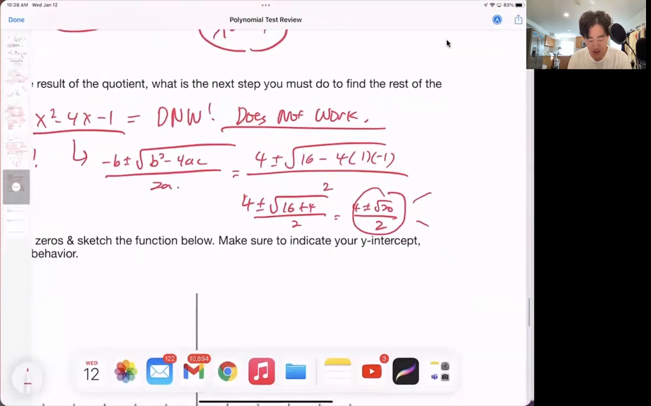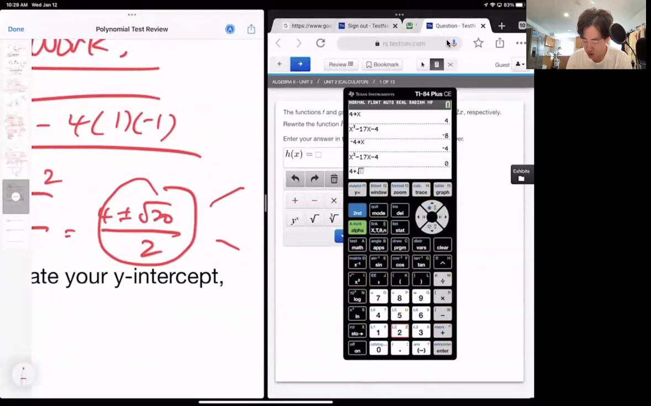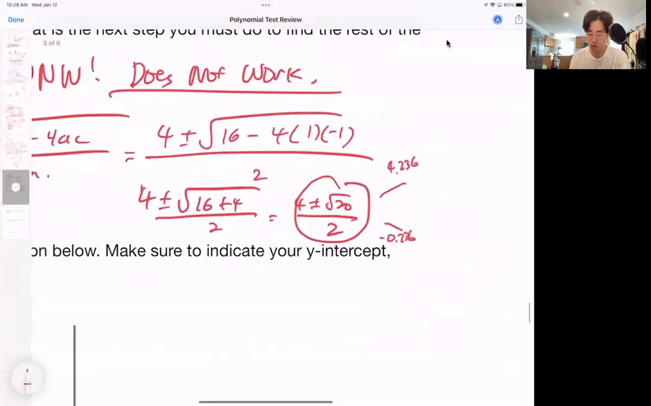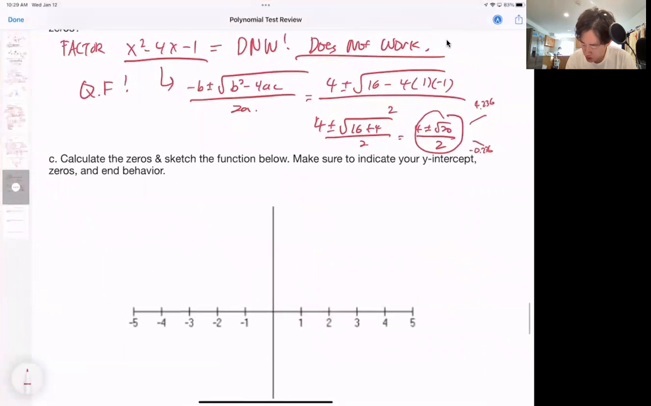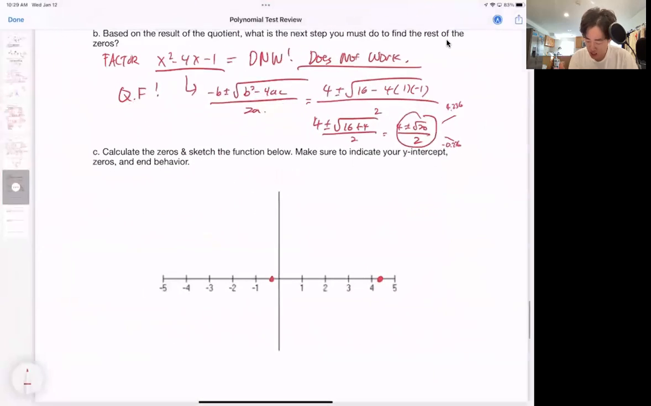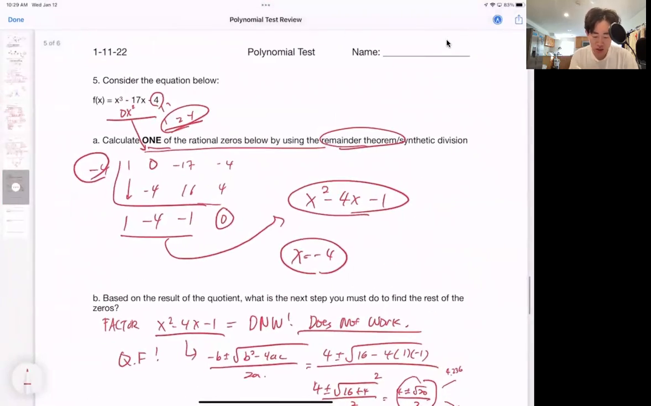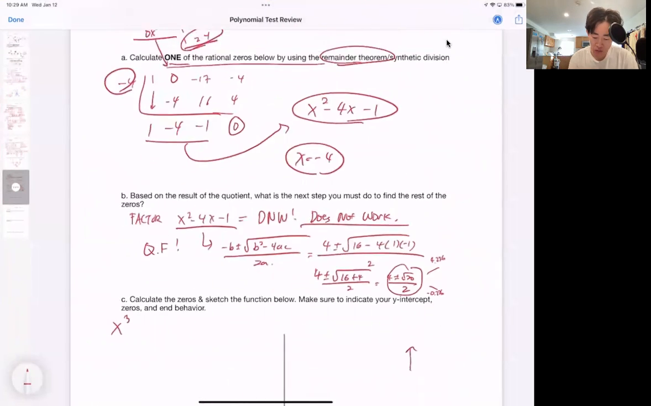Because at the end of the day, we want to sketch this whole thing. We want to do 4 plus square root of 20 divided by 2, which gives me 4.236. And then we're going to do 4 minus square root of 20 divided by 2. That gives me negative 0.236. All right, so those two would be my solutions. Those two would be my zeros. And then we're just simply going to sketch it. So 4.236 will be right here. Negative 0.236 will be right there. And then the other zero we found out was at negative 4, which is all the way over there. Now, with the leading term being x to the power of 3, it means that our end behaviors will go down and up. And our y-intercept, as food for thought, was at negative 4.